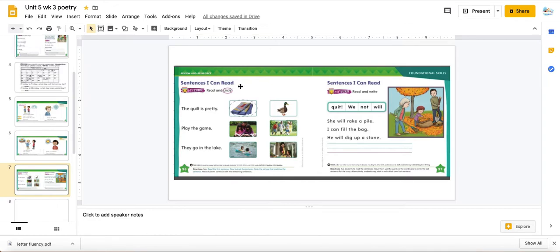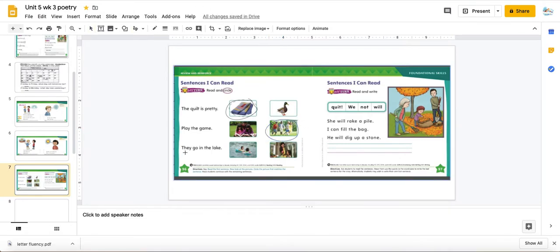Sentences I can read. So we're going to read and circle. The quilt is pretty. Which of these pictures goes with the text? The first image of a quilt. Let's look at the next one. Play the game. Which of these matches the picture? The second one. What are they playing? Soccer.